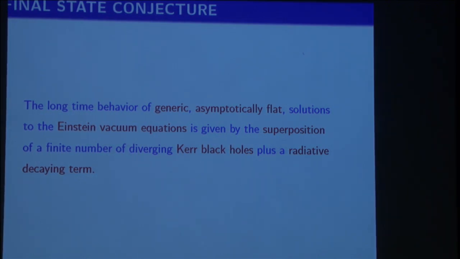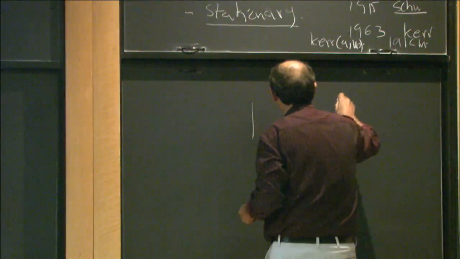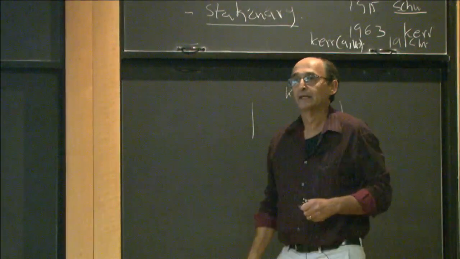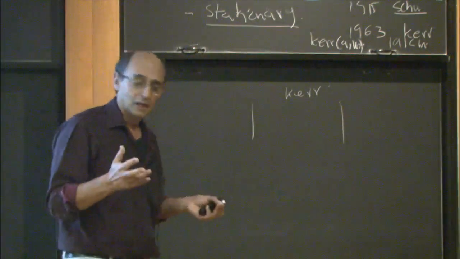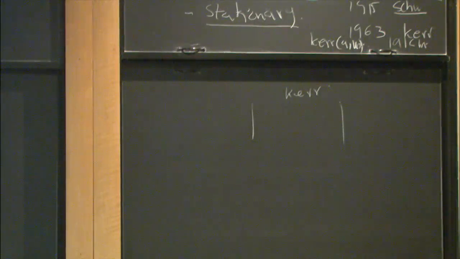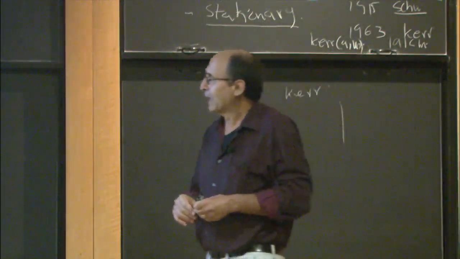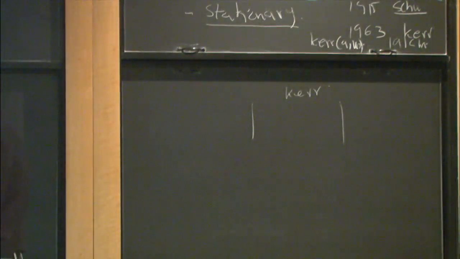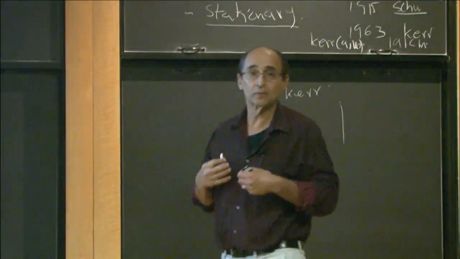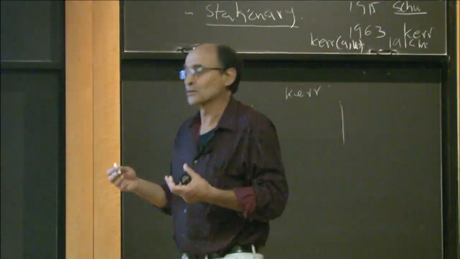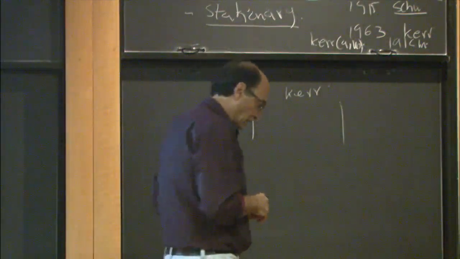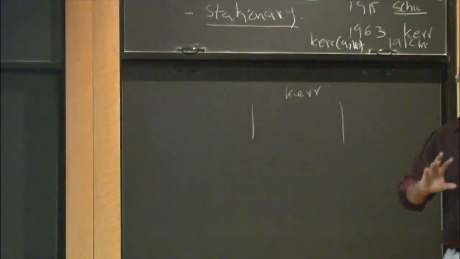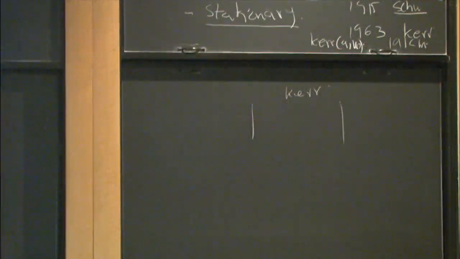So in other words, in any finite region of space, eventually you'll see only one Kerr solution or nothing at all. And the plus irradiated decaying term, these are just gravitational waves. These are exactly the sort of thing that these gravitational wave detectors, the LIGO, detect. When I say superposition, of course, you have to think that this is a nonlinear equation, so superposition is usually understood linearly. Here, the superposition also presupposes that you really have to understand what you are talking about. But anyway, this is roughly the biggest conjecture that you can make.